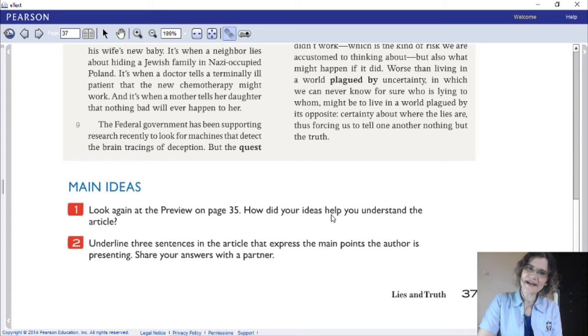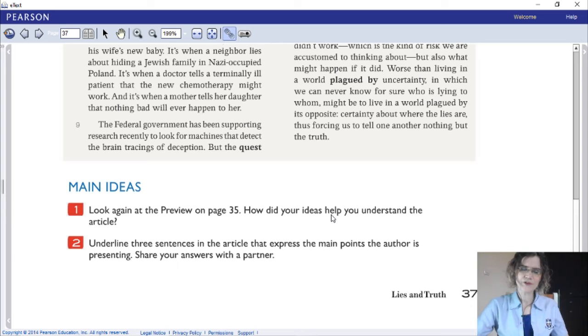Now, number one asks you, look again at the preview, could you see how your previewing, looking at the title and the visuals helped you to set your focus, and how the questions that you came up with, or answering the two questions, were helpful to get a good focus on the text.